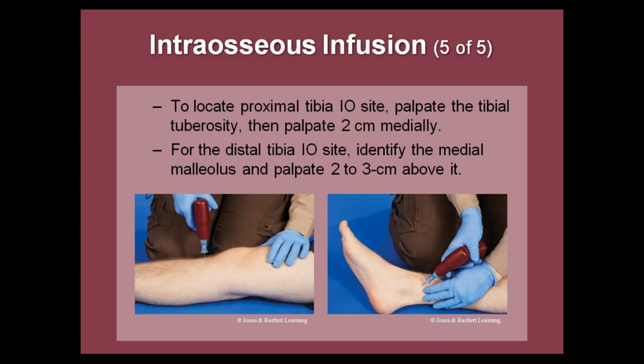Tibial sites, we just talked about that. So there's a picture of the tibia, and it's kind of a flat portion of that bone, towards the inside. Here's the ankle. Again, that's the inner ankle, and 2 to 3 centimeters above the inner ankle.